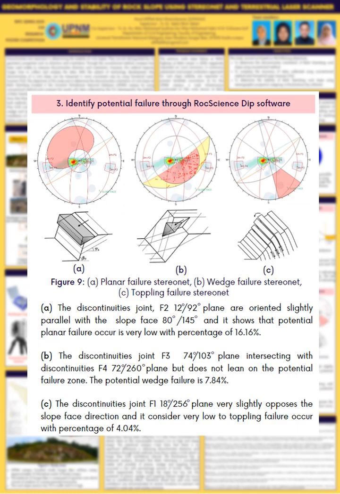Figure 9b, wedge failure Stereonet. The discontinuities joint F3 plane intersects with the discontinuities F4 plane, but does not lean on the potential failure. The potential wedge failure is 7.84%. Figure 9c, toppling failure Stereonet. The discontinuities joint F1 plane very slightly opposes the slope face direction, and it is considered very low for toppling failure to occur, with a percentage of 4.04%.